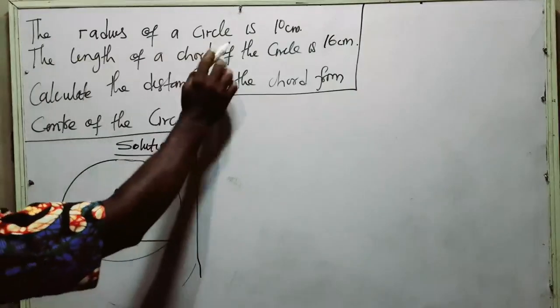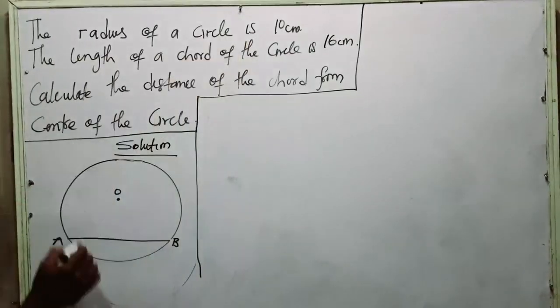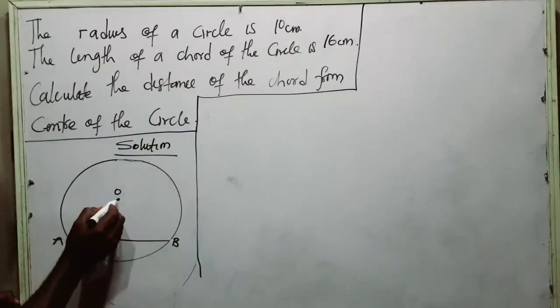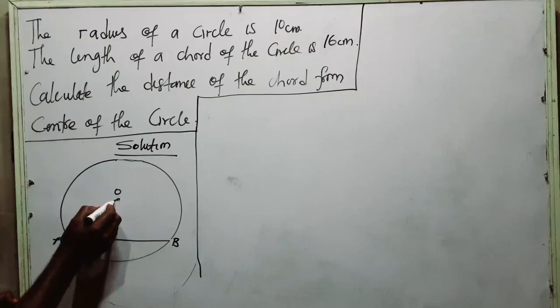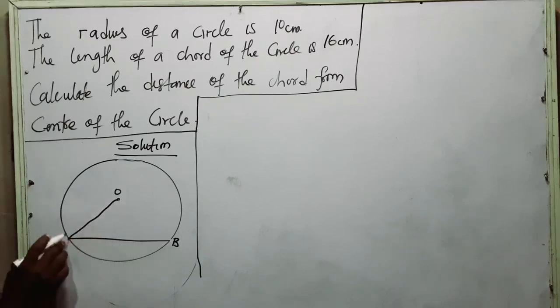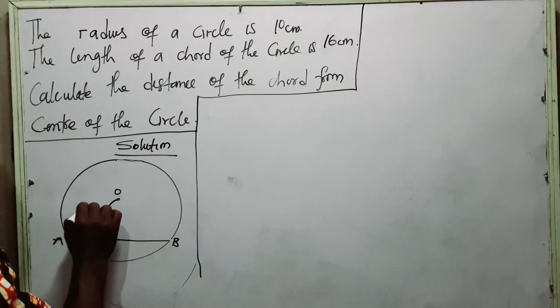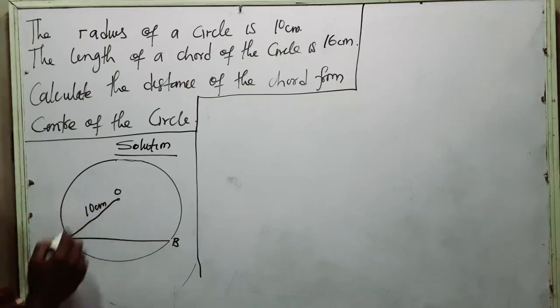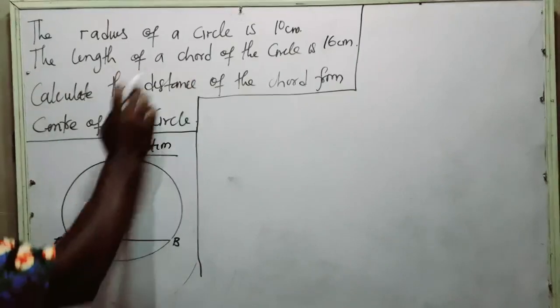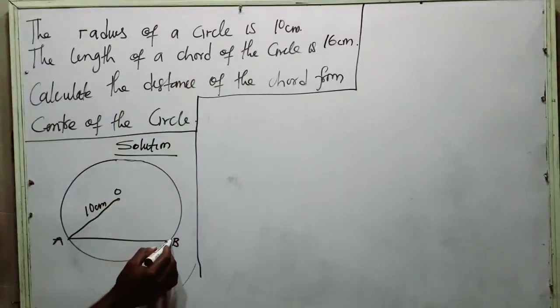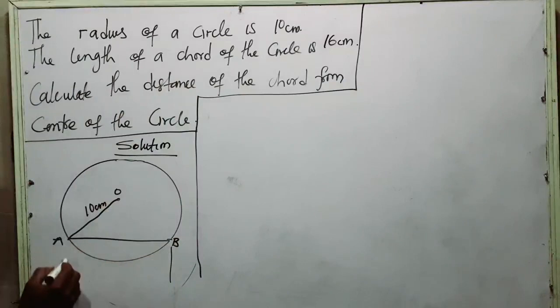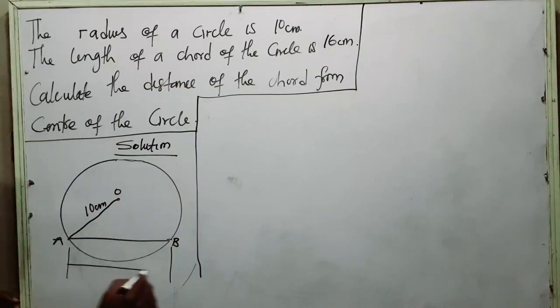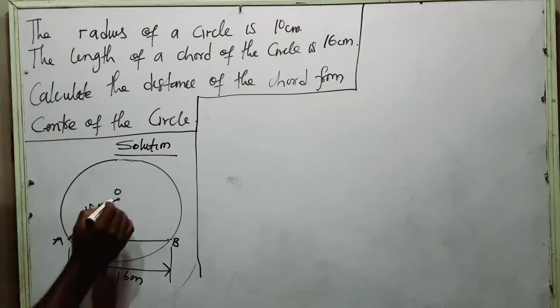Now, let's say the radius of the circle is 10 centimeter. So anytime you draw a line from the center to meet where the chord is, we call it the radius, which is 10 centimeter. So this is the radius, and it said the length of the chord is 16 centimeter. So meaning that from here to here, you see, this is 16 centimeter.